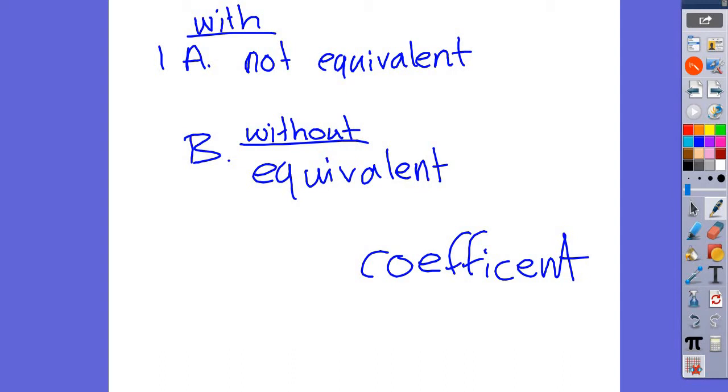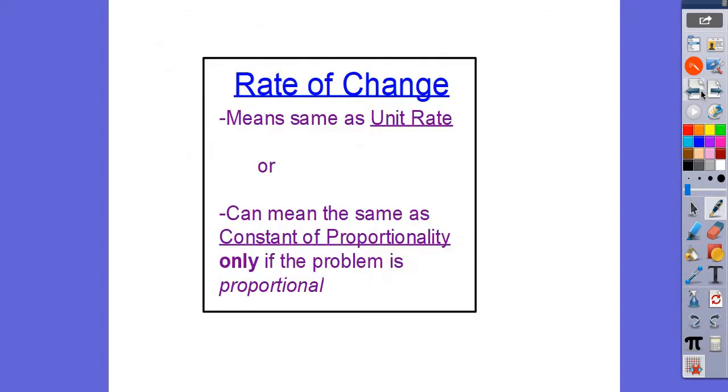Okay. Lastly, we have a sticky note recap. Does it matter where we put it? No. We're going to title this Rate of Change. And we have established rate of change means the same as unit rate, or sometimes it can mean the same as constant of proportionality, only if the problem is proportional.